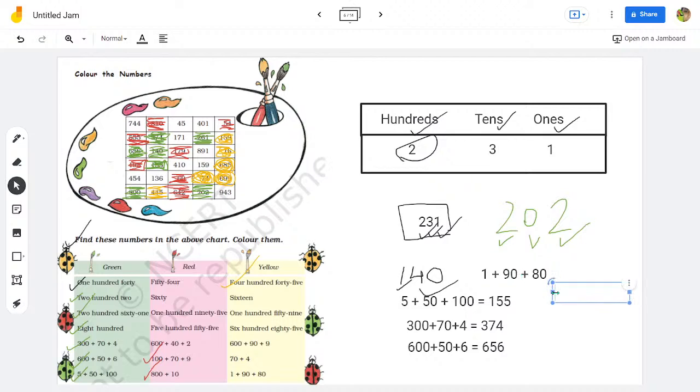17, right? So if 8 add 9 is 17, 80 add 90 would be 170. And adding the 1 makes it 171. So this means we have 171 over here. We can shade that. Where do we find 171? Over here. So we can shade this one.